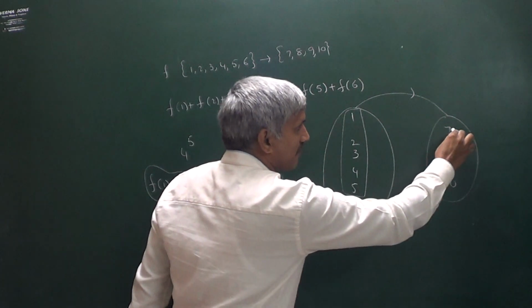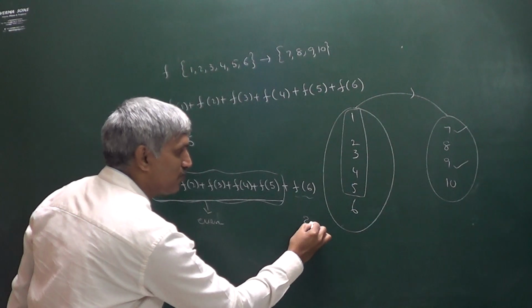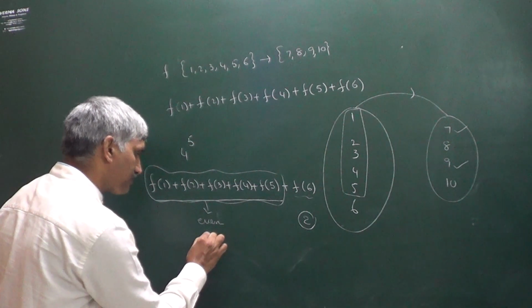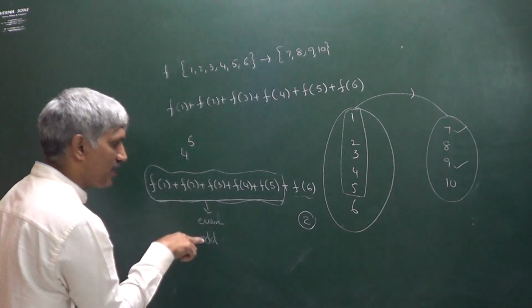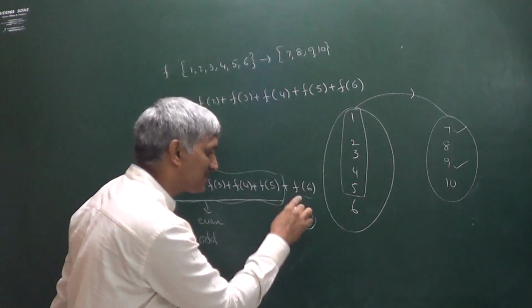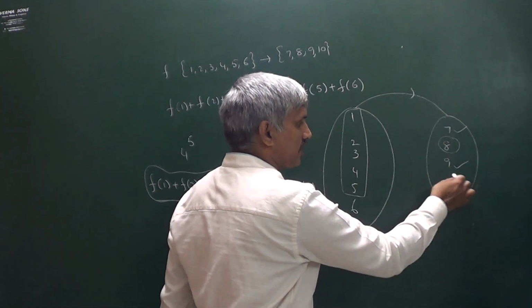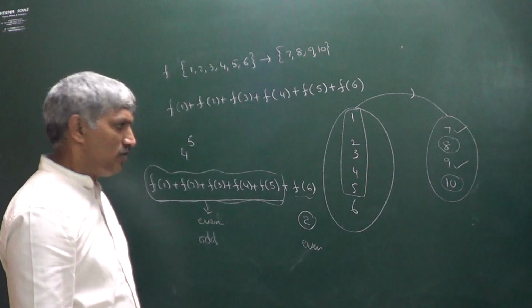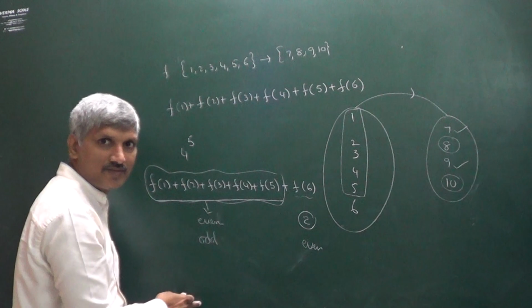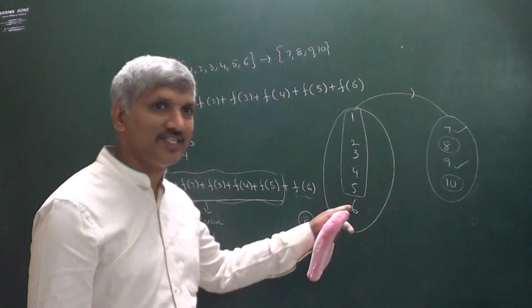So odd means f of 6 may be connected with 7 or it may be connected with 9. That means f of 6 has 2 possible options when the sum is even. But if the sum of all these functional values is odd, then f of 6 must be even. That means f of 6 may be connected with 8 or f of 6 may be connected with 10. So whether this functional value sum is even, it has 2 options. Whether the sum is odd, then also it has 2 options only. That means this f of 6 has only 2 options.